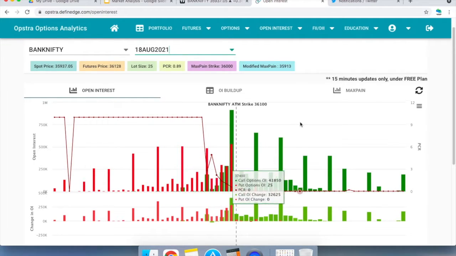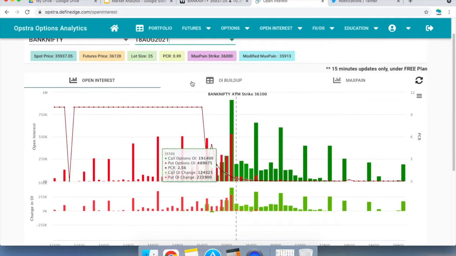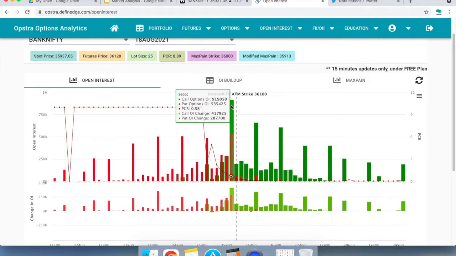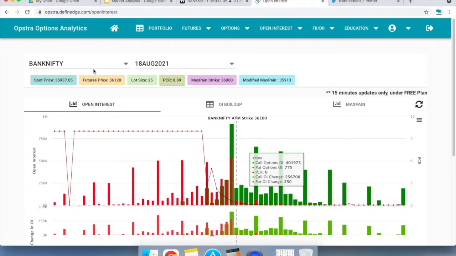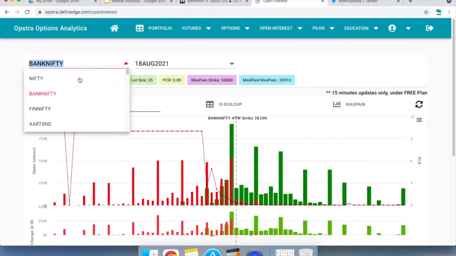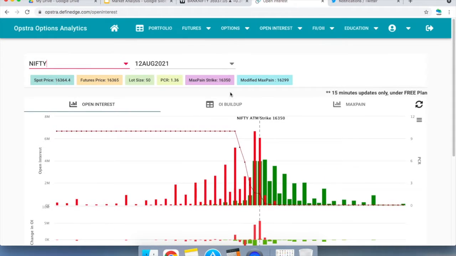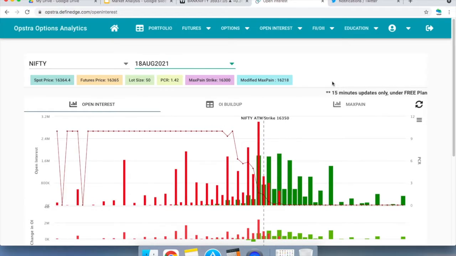So the PCR ratio is also not clearly bullish. 0.89 is not clearly bullish, neither is it bearish, right? So overall Bank Nifty open interest data and the options are also saying that it is not that bullish, but Nifty clearly is saying it's very bullish for the next expiry, right? With the fight happening between 16,300 and 16,500 for the next week, right?